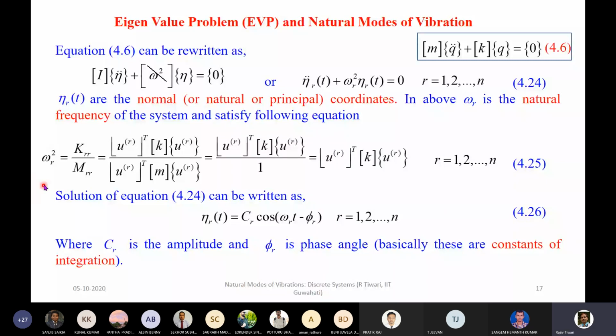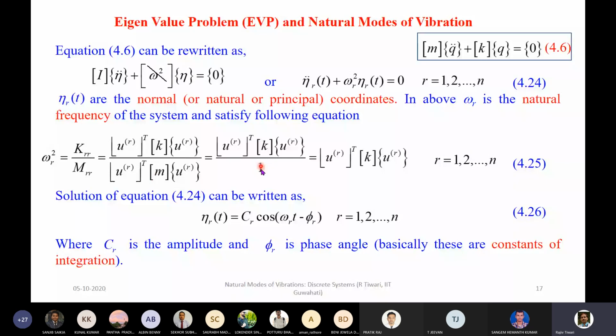Now natural frequency is defined as this ratio. If you see here, this is the K matrix, and the eigenvector is pre-multiplied by the transpose of the rth eigenvector, and here post-multiplied by this. Similarly, the mass matrix at the bottom. So if we are doing the normalization with respect to the mass matrix, then it will be 1.